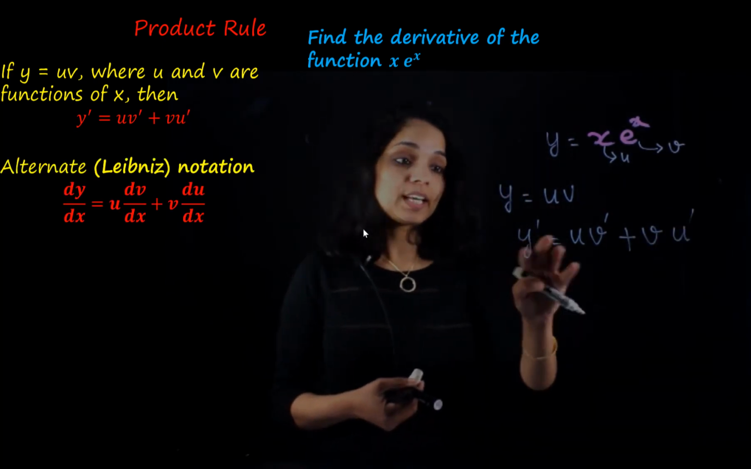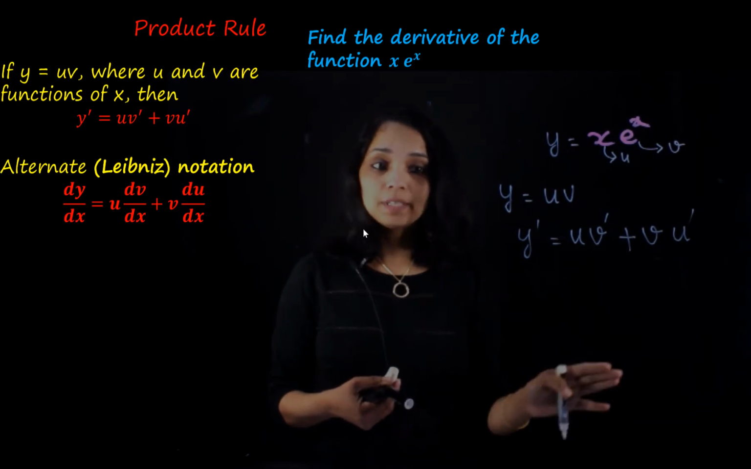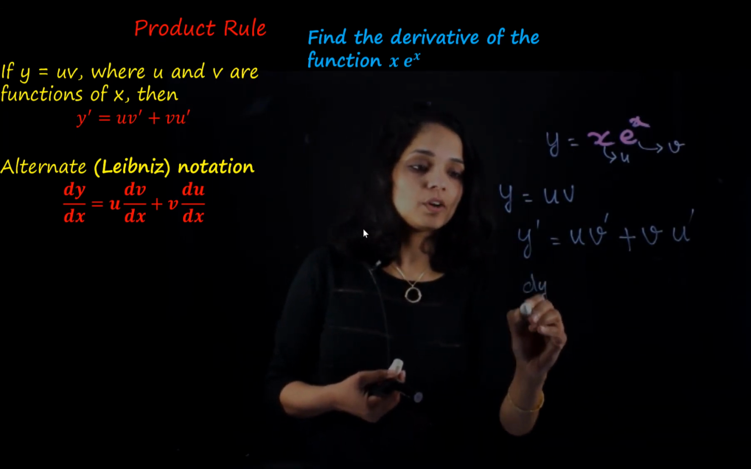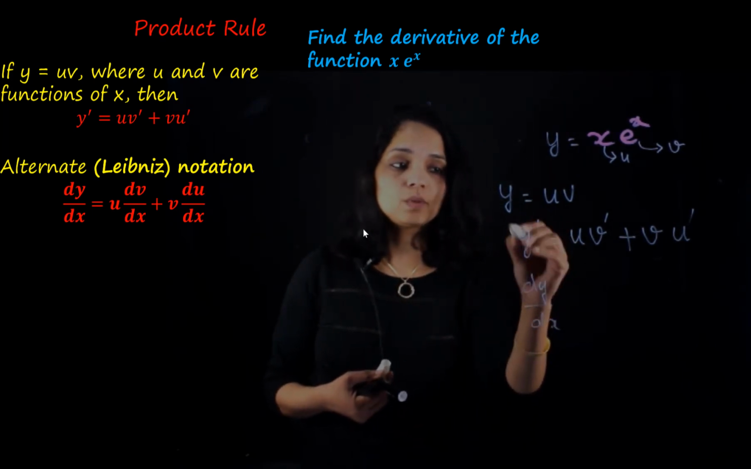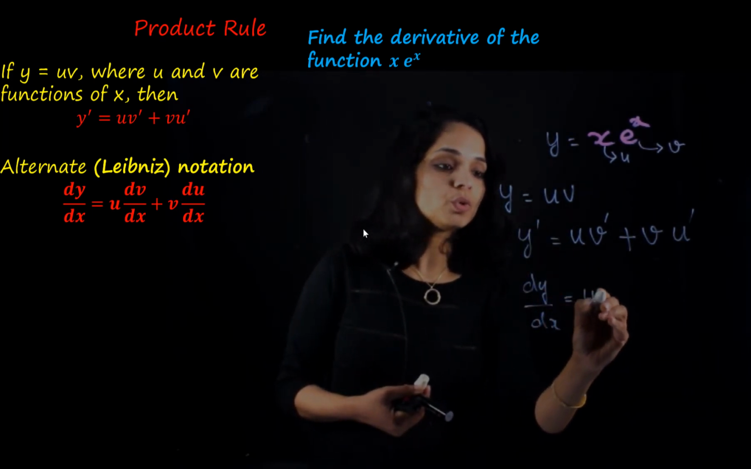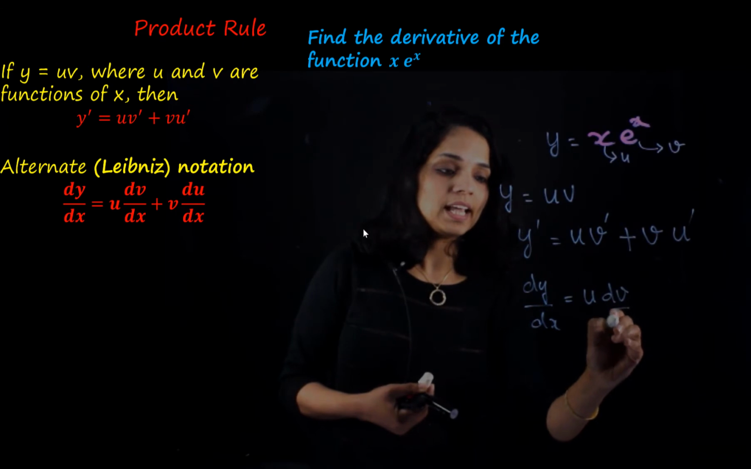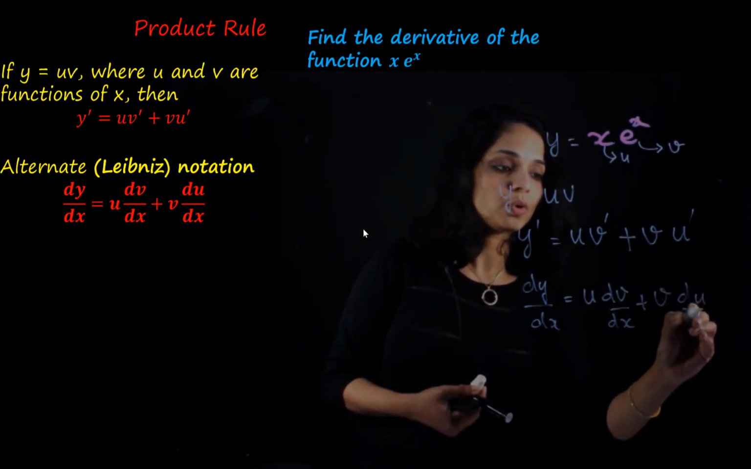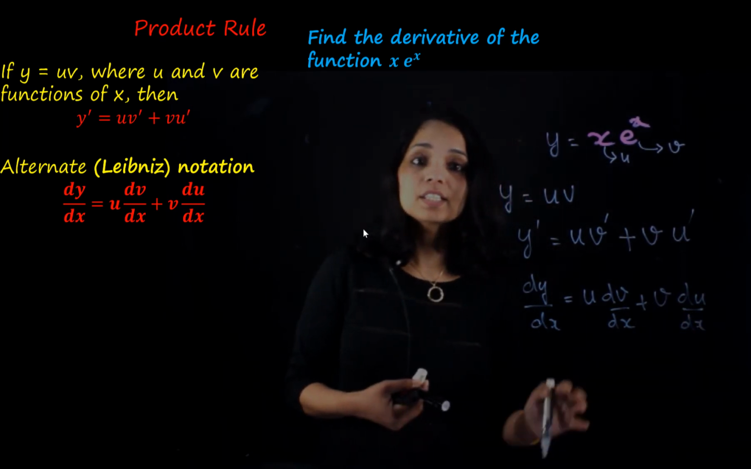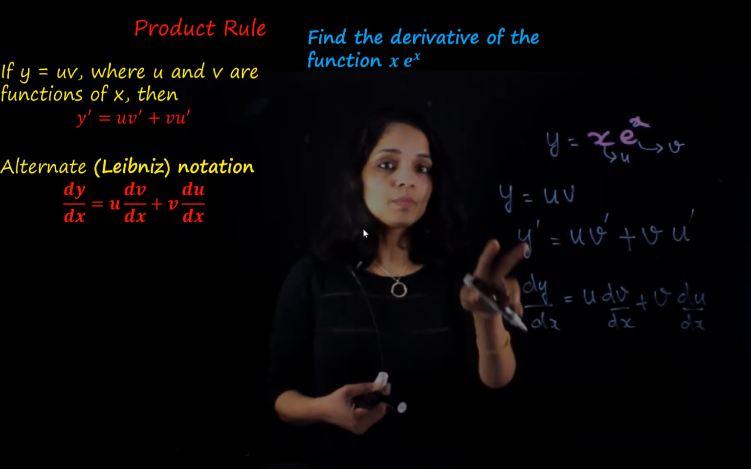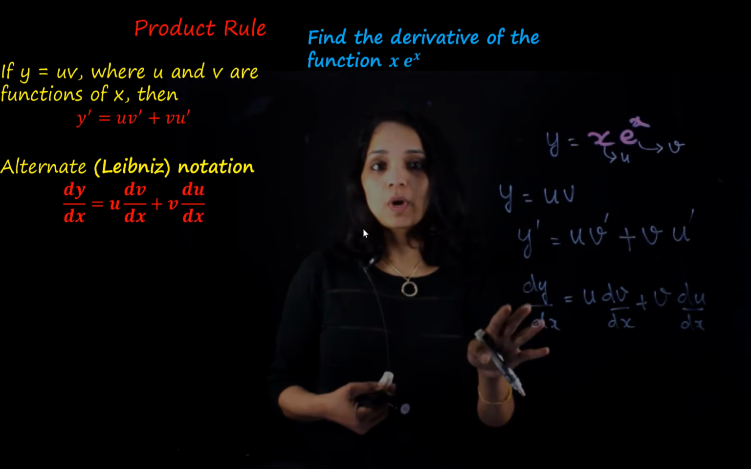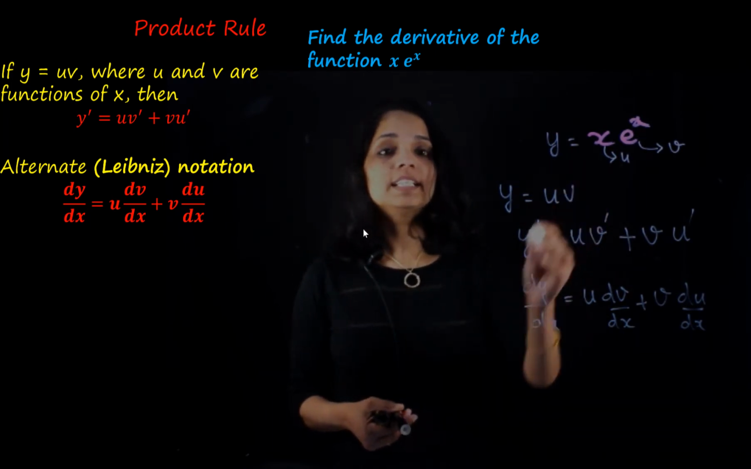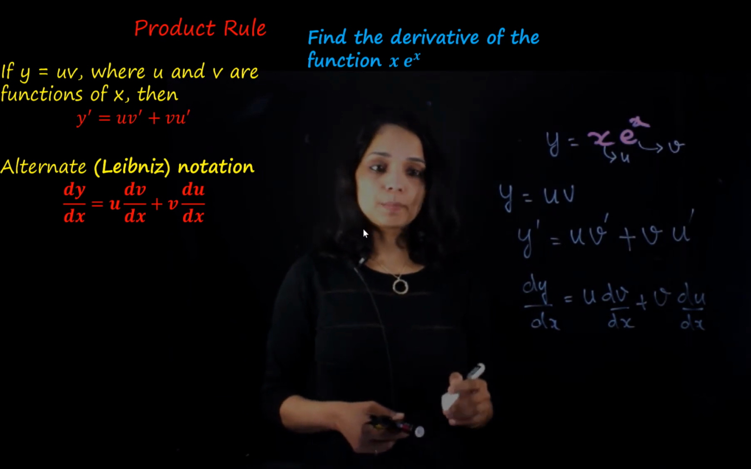And you can express this in an alternate form in Leibniz notation. dy on dx, that's another way of writing y dash, equals u dv on dx plus v du on dx. This is equally true, the same equation written two different ways. So we can use this equation now to find the derivative of x e to the power x.